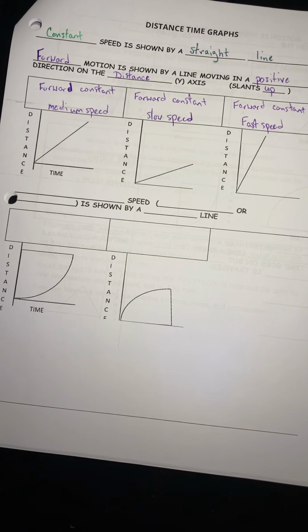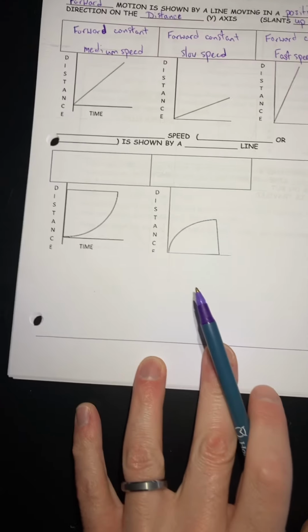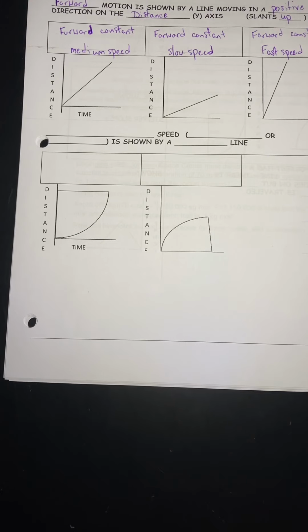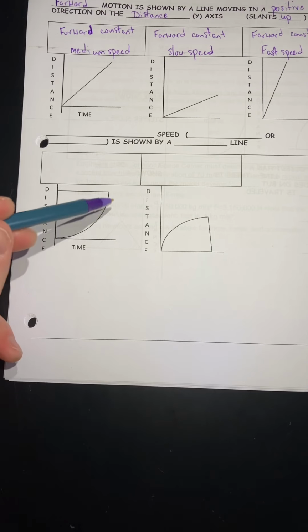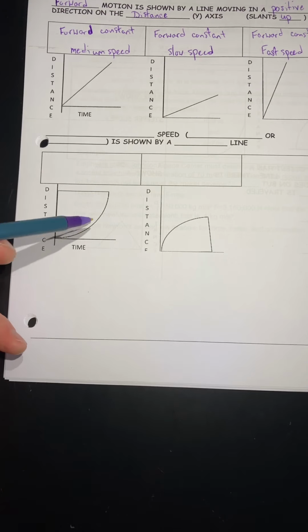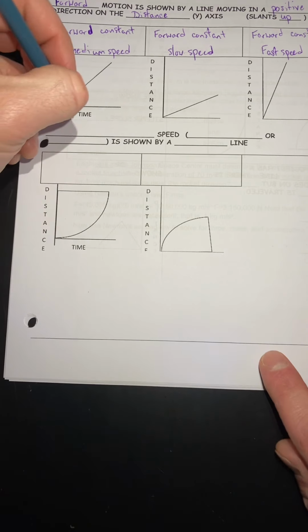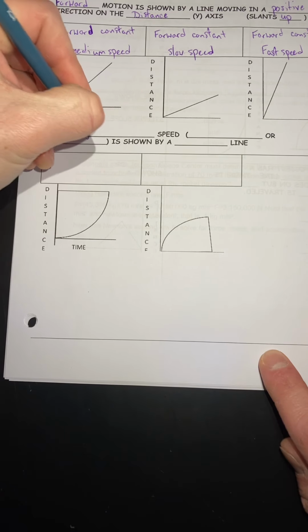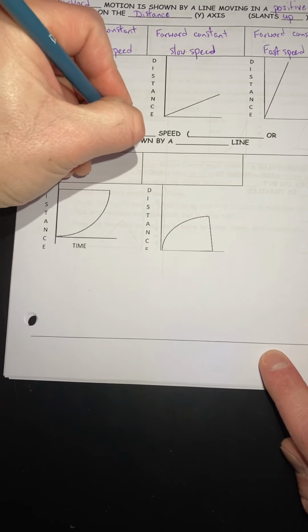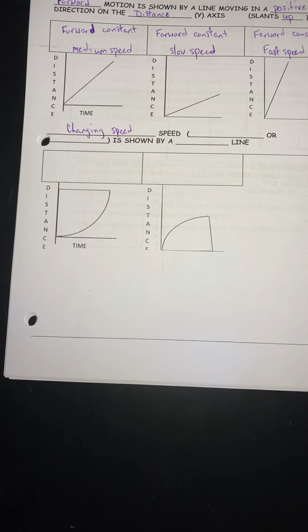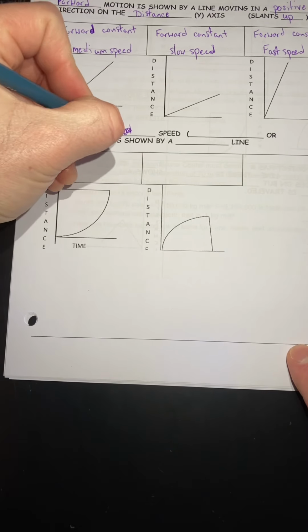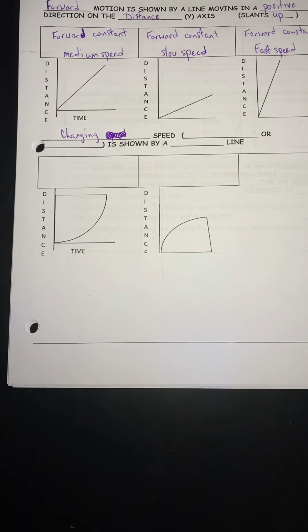All right, everybody with me so far? I'm right here. All right. Now, go down to the bottom part. So, this right here, what kind of speed do you think this is? Changing speed. So, just changing.